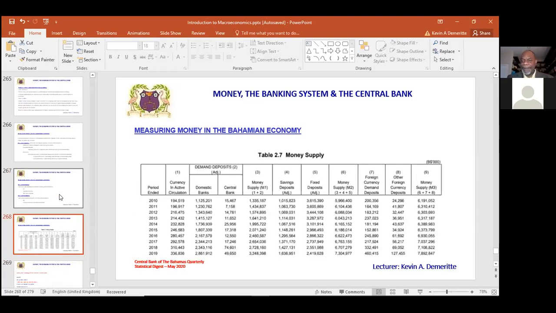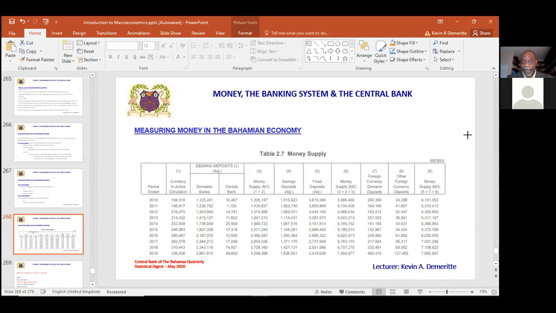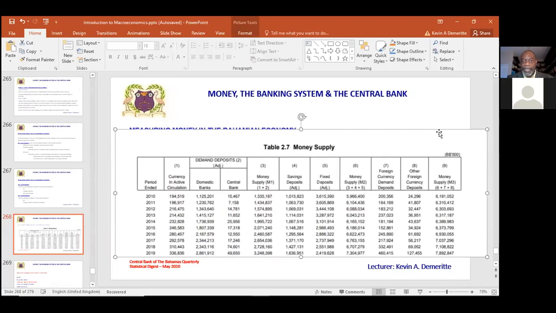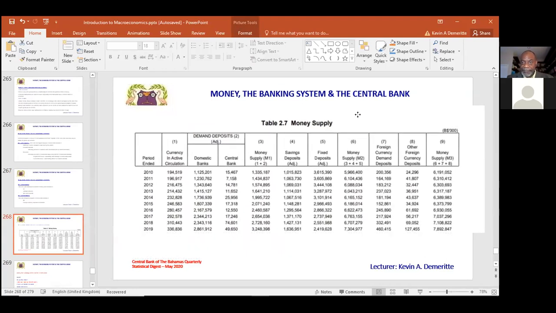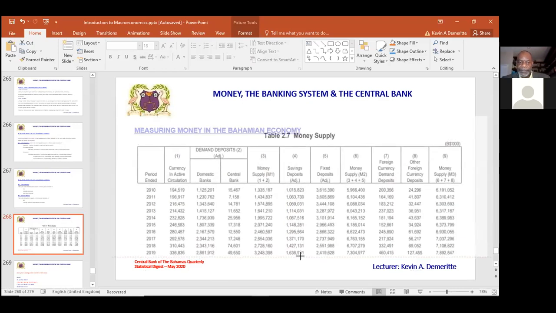Among all the data that the central bank publishes, I hope you can see this. Right? This is the money supply. And this one comes from the Central Bank Quarterly Statistical Digest, May of last year. Right? And these are published every quarter. The most recent one would have been, this is what, June, so it'd be May 2021. Maybe I'll replace this one, but I want you to be able to see what it looks like.